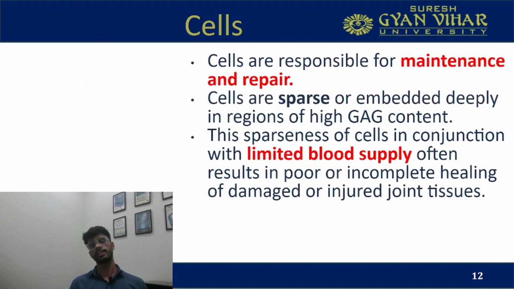Now there are some cells also present. The function of the cells is very simple: to maintain and repair the structure. But remember one thing: the cells are very sparse, very few in quantity. Also, they are embedded deeply in the regions of high GAG content. This sparseness of cells, along with the limited blood supply, makes for poor or incomplete healing of damaged or injured joint tissue. This is the reason that if a ligament gets sprained, it will not heal on its own.